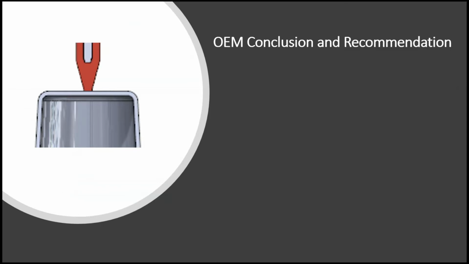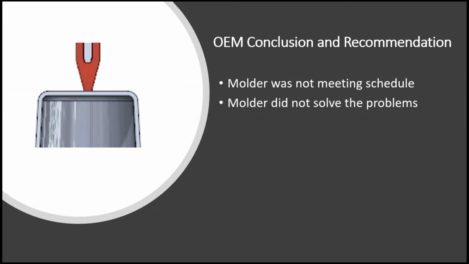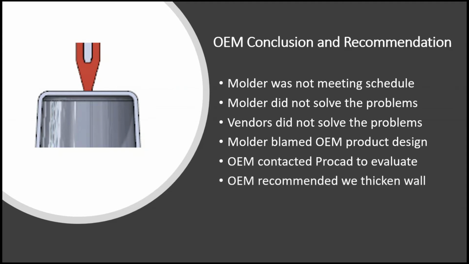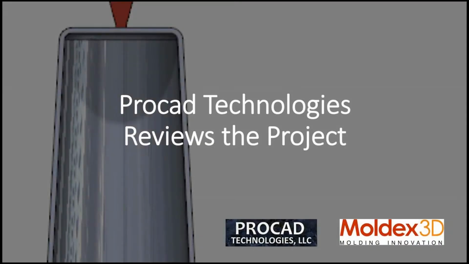In discussing this with my customer, they concluded that they were running out of time, they couldn't meet the schedule, and all of their vendors were not solving the problems. It just seemed like the molder wanted to blame the OEM product design, looking for something to pin the problem on. So they contacted us to evaluate, and they recommended that we look at thickening the wall. So they forwarded us all the material data, and ProCAD got involved with the project.